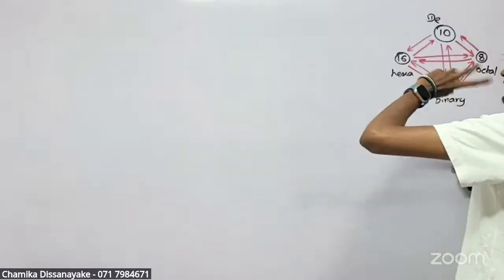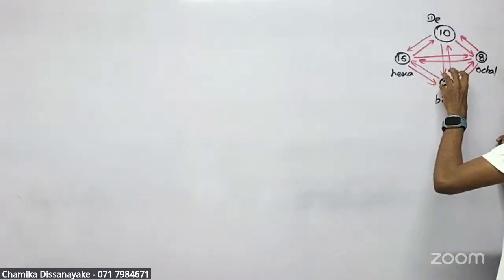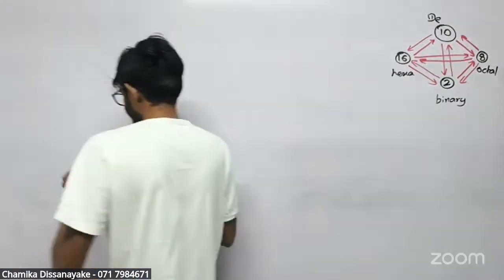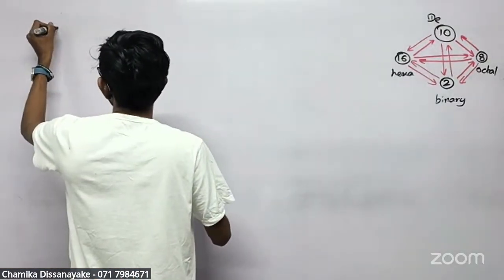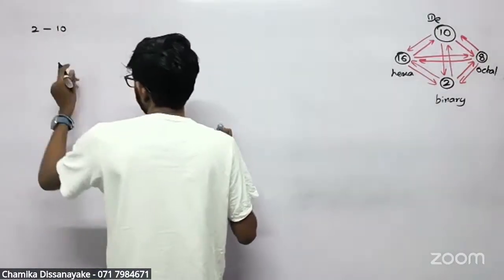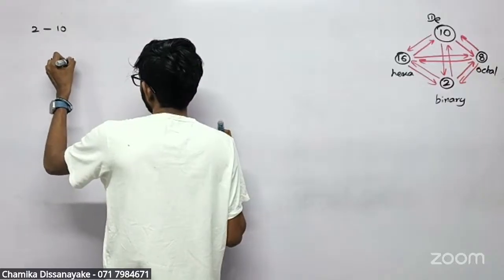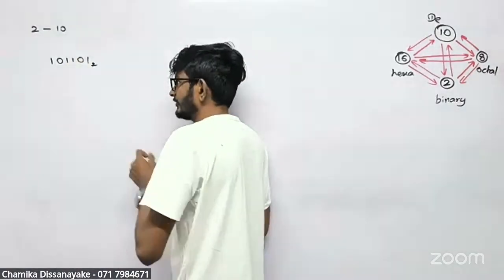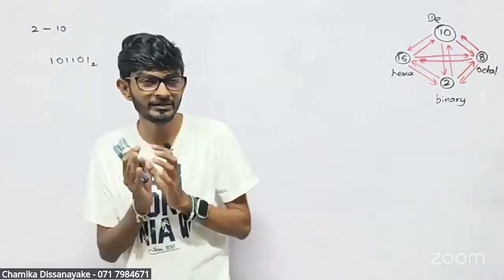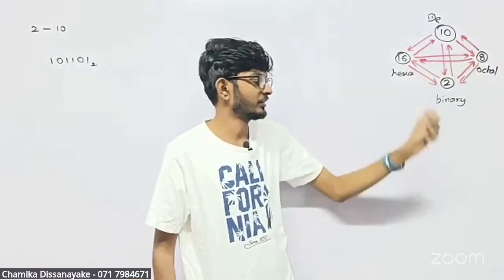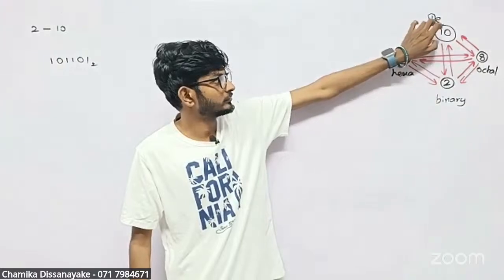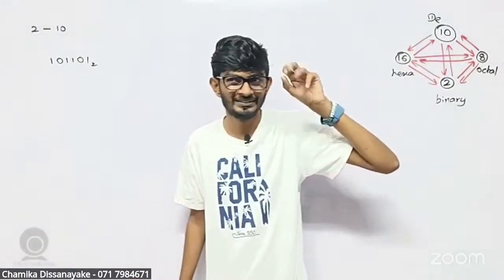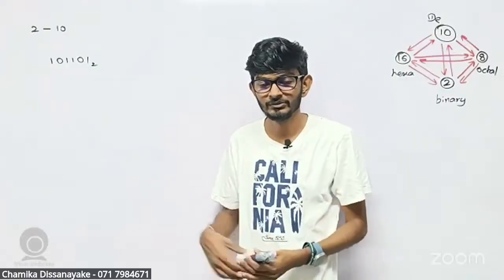Right. So the next thing, we have to convert binary to each of these number systems. So let's convert binary to decimal. When we convert binary, I will just write 1 0 1 1 0 1. This is the binary number. When we convert binary, octal, or hexadecimal to decimal, there is one method.